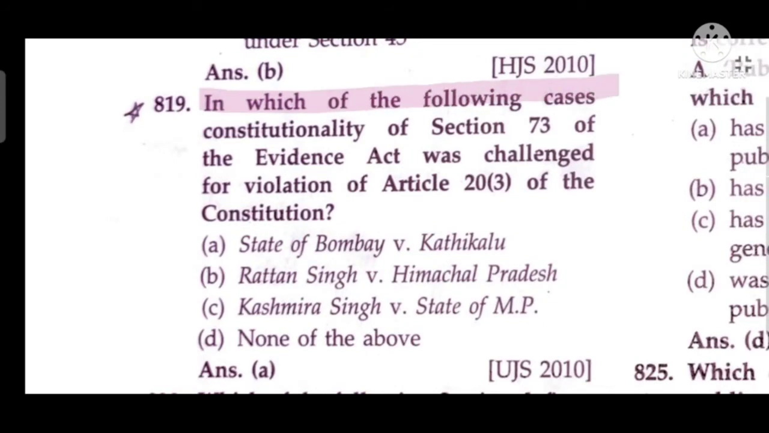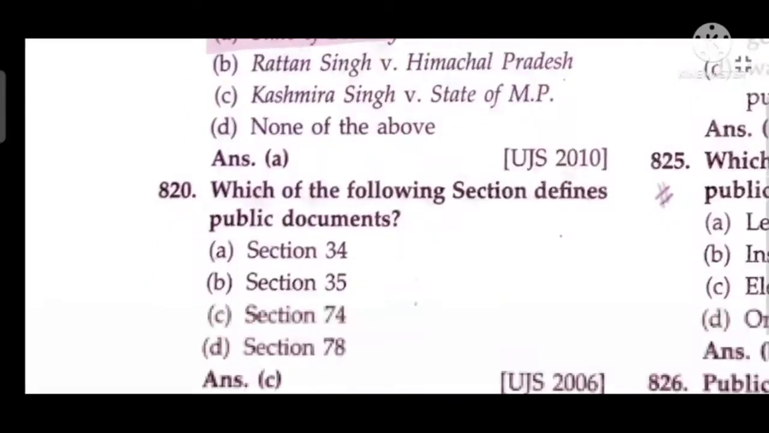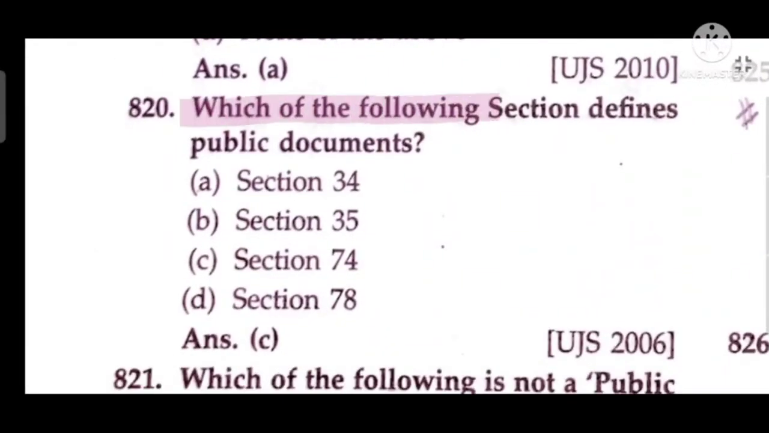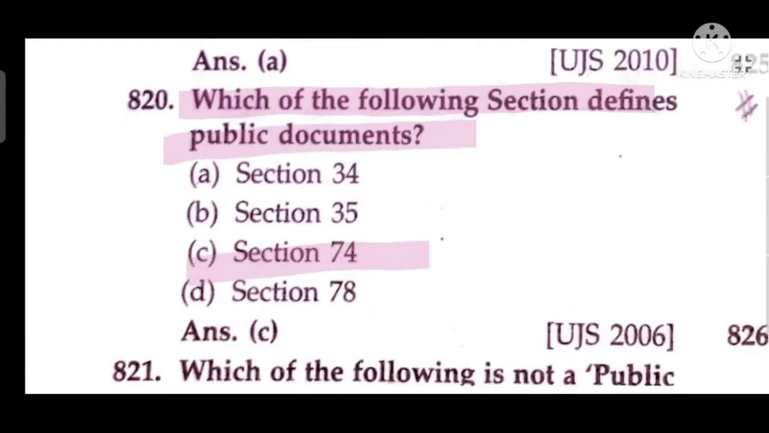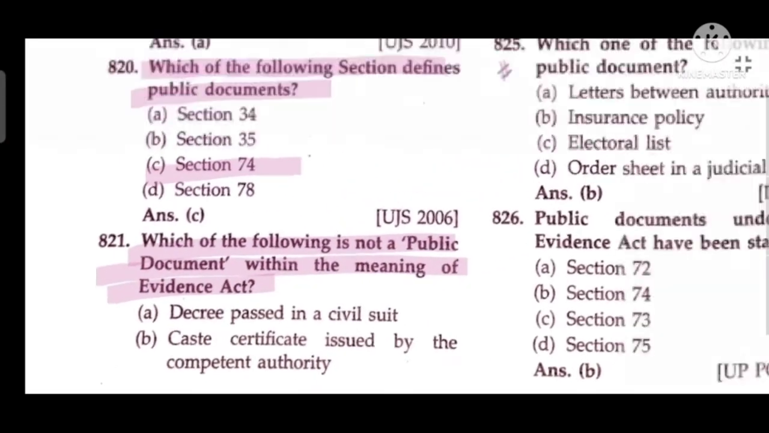In which one of the following cases is the constitutionality of Section 73 of the Indian Evidence Act challenged for violation of Article 20 Clause 3 of the Constitution? State of Bombay versus Kathi Kalu. Which one of the following sections defines a public document? Section 74. Which of the following is not a public document within the meaning of the Indian Evidence Act?